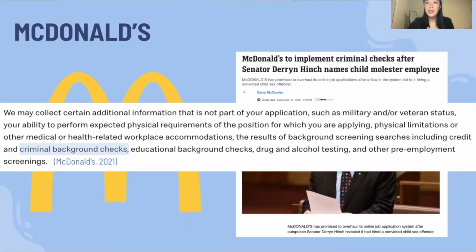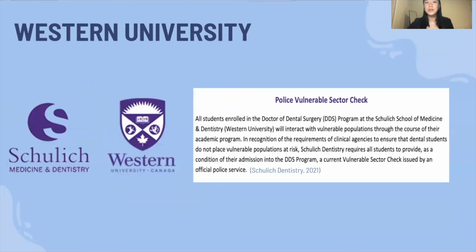Another example is Western. Western University does implement a police vulnerable sector check at Schulich, but this is because it is mandatory. It's underneath the Criminal Records Act. This is because all students working at Schulich Dentistry will be working with vulnerable persons, so they do have to perform a police vulnerable sector check.